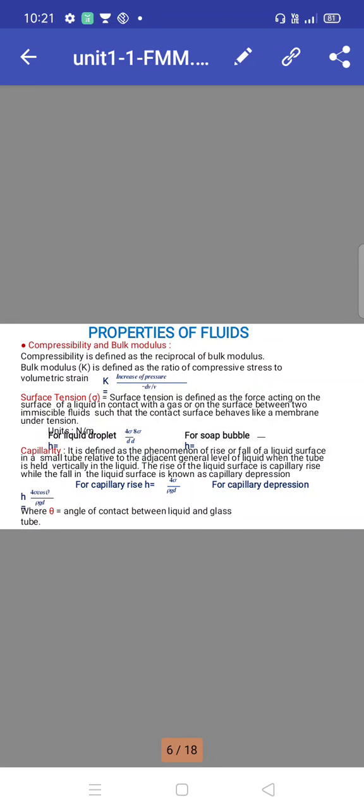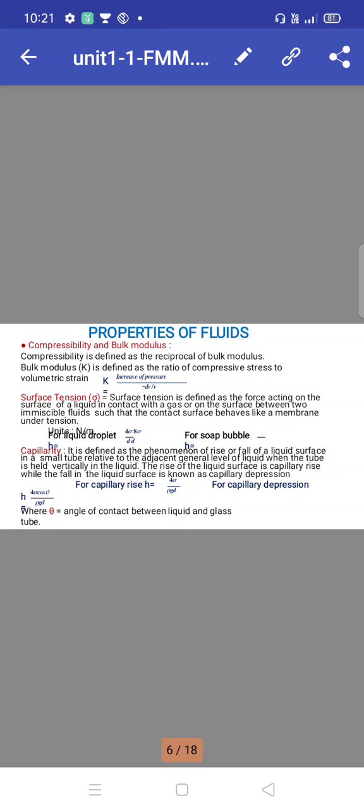Next we move on to properties of fluids. They have compressibility and bulk modulus. The compressibility is defined as the reciprocal of bulk modulus. What is meant by bulk modulus? It means direct stress divided by volumetric strain.